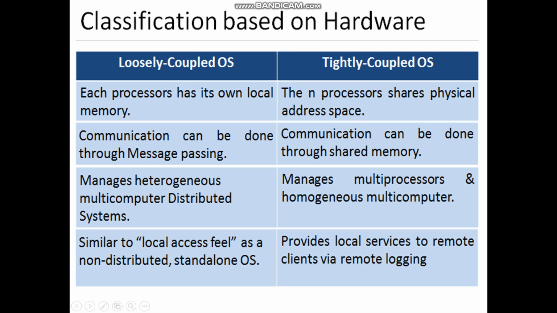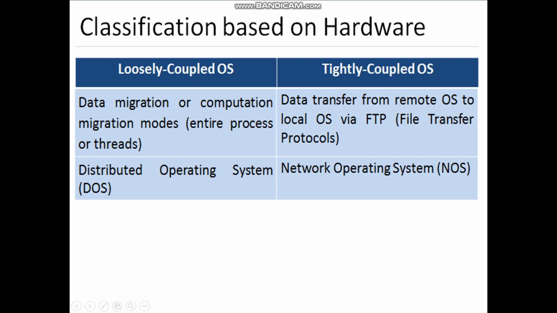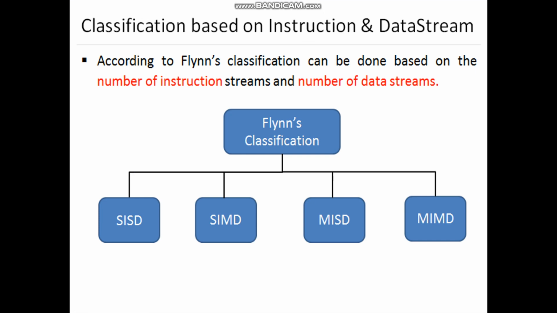The loosely coupled OS is similar to local access as in a non-distributed standalone OS, but the tightly coupled OS provides local services to remote clients via remote login. The loosely coupled OS uses data migration or computation migration modes, but the tightly coupled OS uses data transfer from remote OS to local OS via file transfer protocol. The distributed operating system is considered as loosely coupled OS. Here, the network operating system is considered as tightly coupled OS.